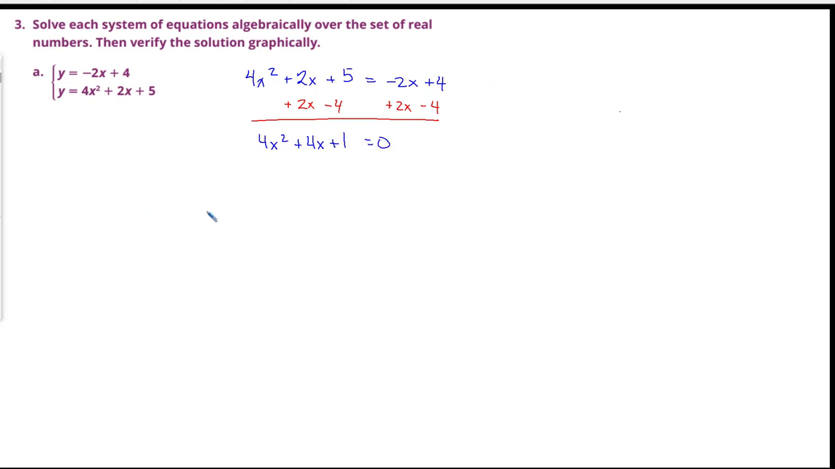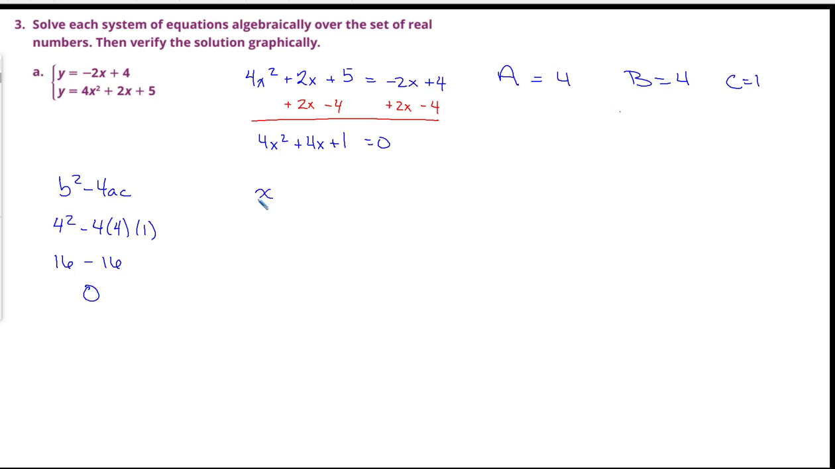Now I can use the quadratic formula. A is equal to 4, B is equal to 4, and C is equal to 1. The first step of the quadratic formula is to find the discriminant, b squared minus 4ac. When I plug that in, I get 4 squared minus 4 times 4 times 1. So b squared is 16, minus 16 gives me 0.